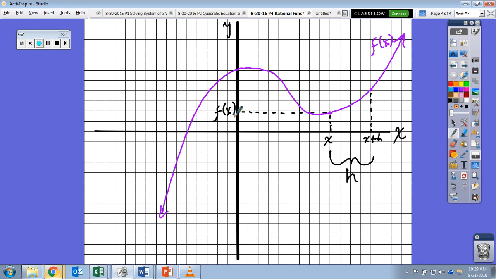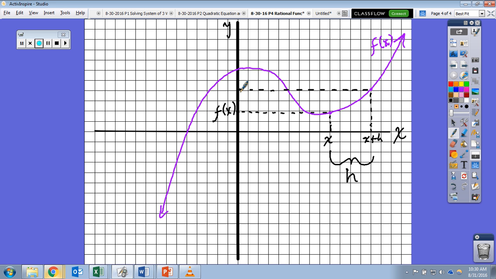So why couldn't we use y? You could. But I want to have everything in terms of x. Okay, so then if this is x plus h, and h is just some distance, what would we say the y coordinate is? f of x plus h, right?